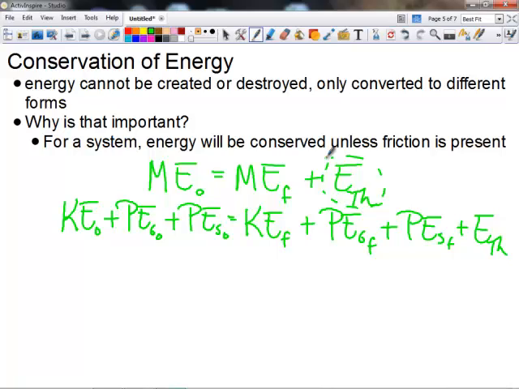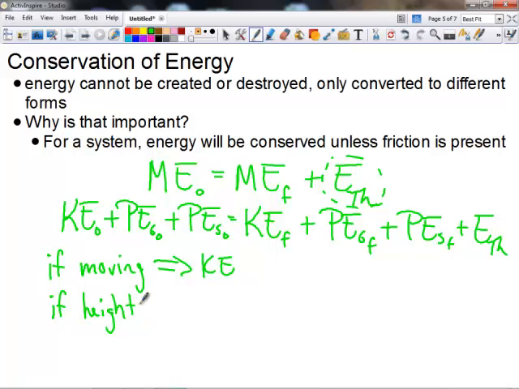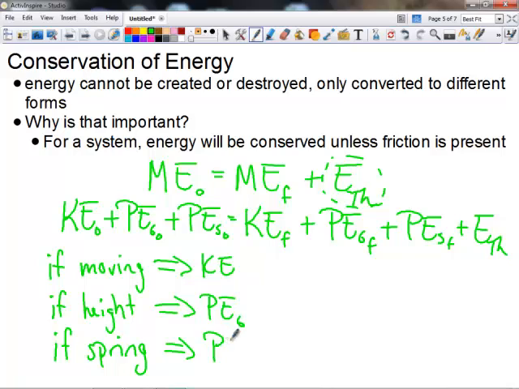If an object is moving, then we know it's going to have kinetic energy. If it has height, like if the vertical position is changing, then you're going to have PEG. If there's a spring that's being compressed or stretched, then you're going to have PES. So just keep those rules in mind. Like I said, you're not going to have every single one every single time. That would get a little crazy. But make sure that you are paying attention to when you do have these forms of energy present.